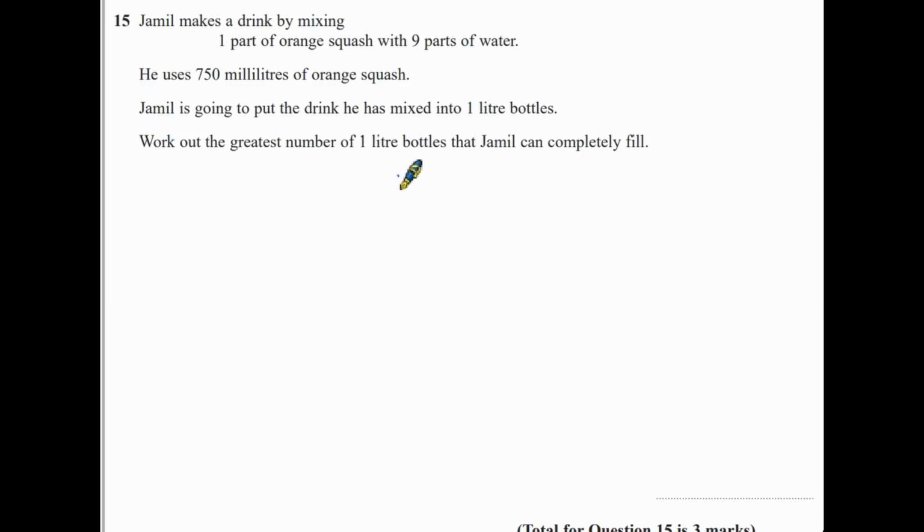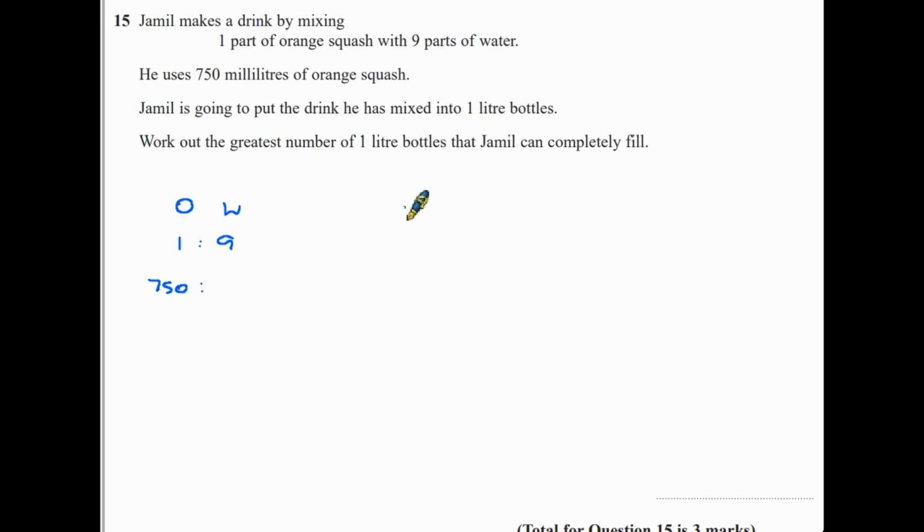Question 15 is all about proportion. So Jamil is making a drink by mixing 1 part of orange squash with 9 parts of water. I always like to start a question like this by writing down the ratio of orange to water. It is 1 to 9. He uses 750 millilitres of orange squash. So into this ratio I can put 750 on the orange squash side.